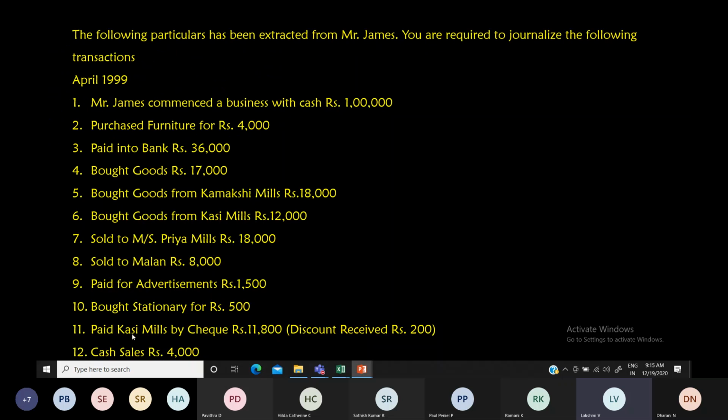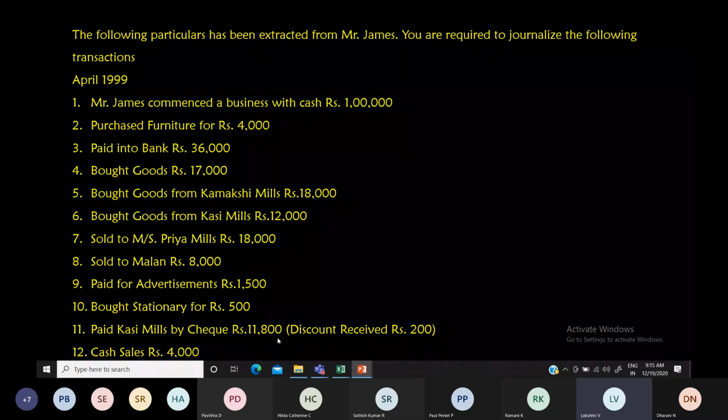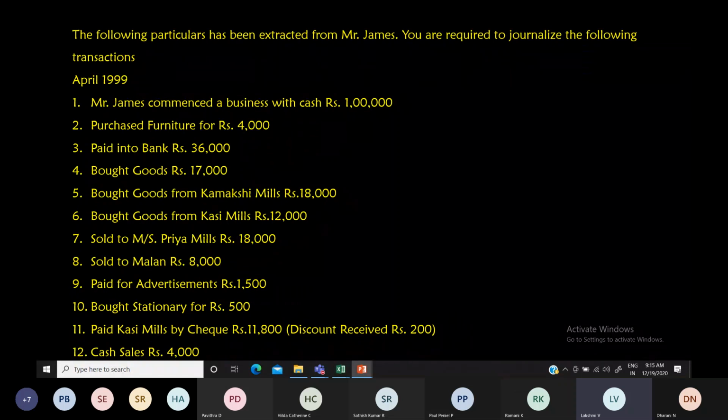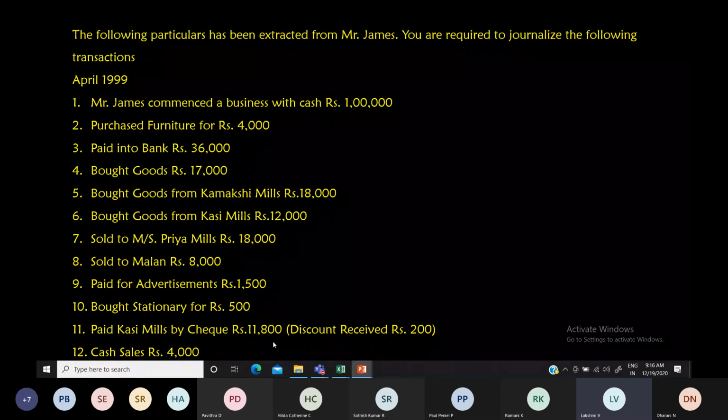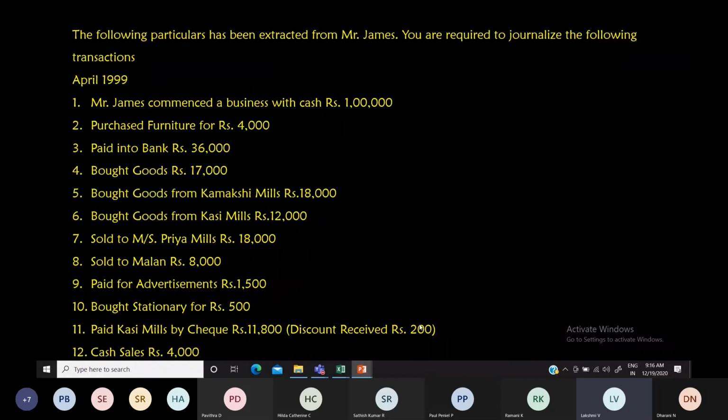And next, if you see, paid Kasi Mills by check. So in that case, you are paying Kasi Mills, and through check you are paying. And rupees 11,800 you are paying, and discount received is rupees 200.